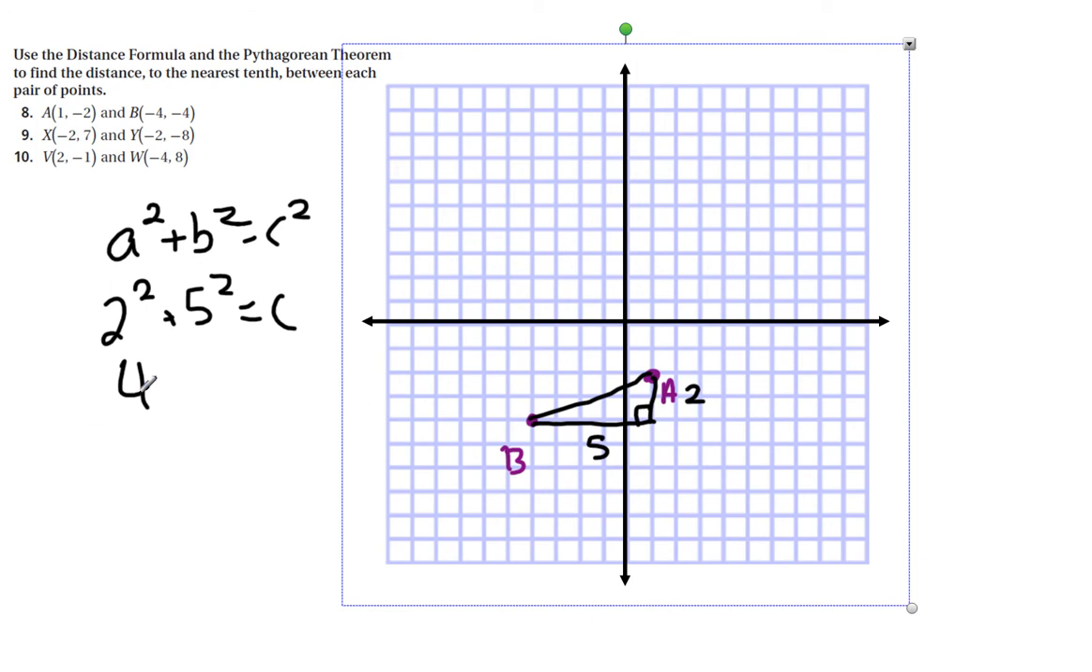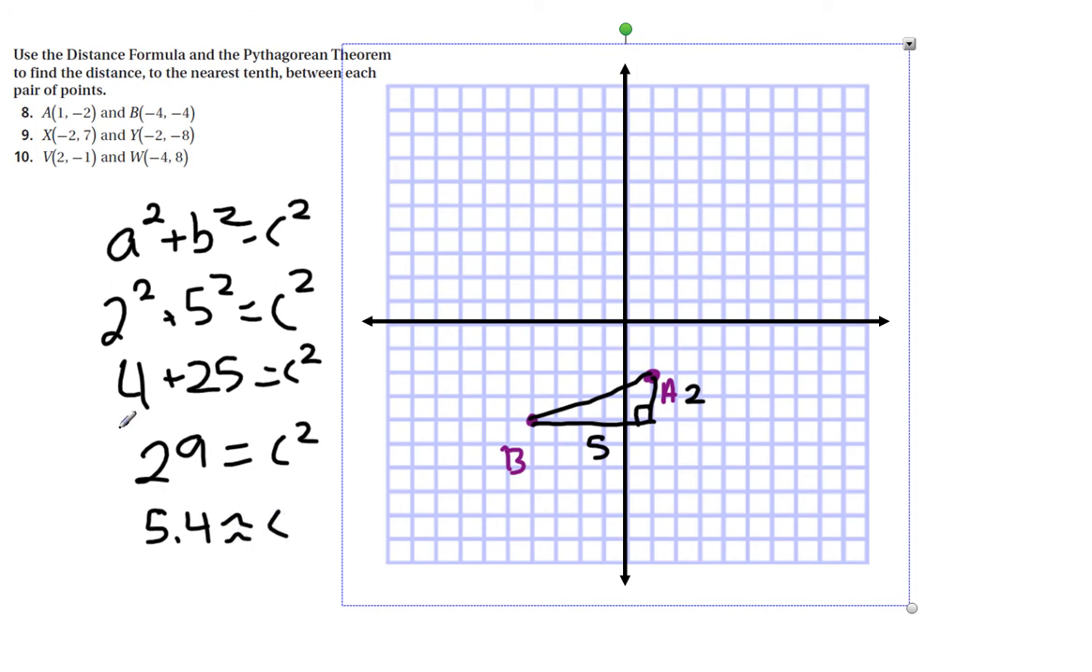And this doesn't have decimals, so I can actually do this one and not look like I'm stupid, which is always nice. Oops, c squared. We take the square root of 29 and we get like, I don't know, 5.4-ish. And that's our answer.